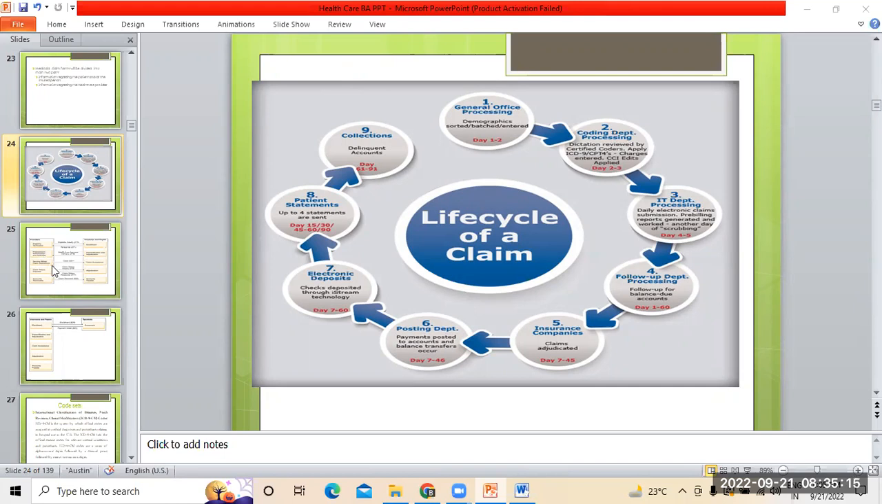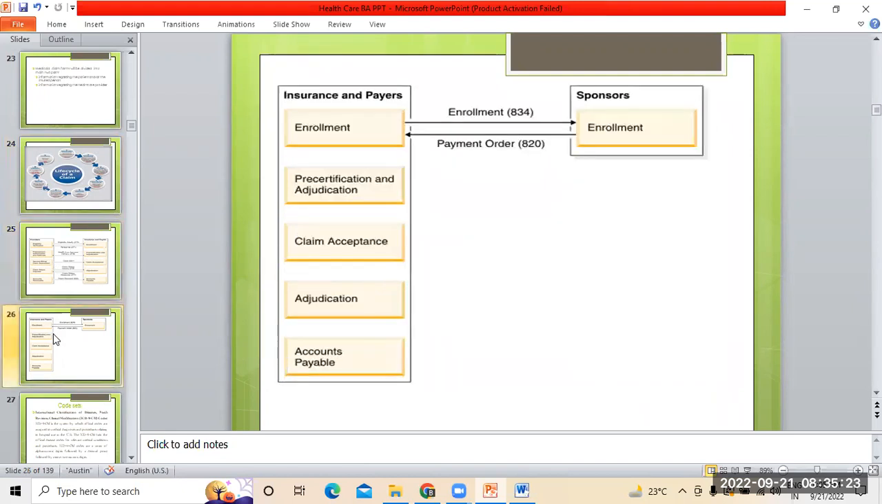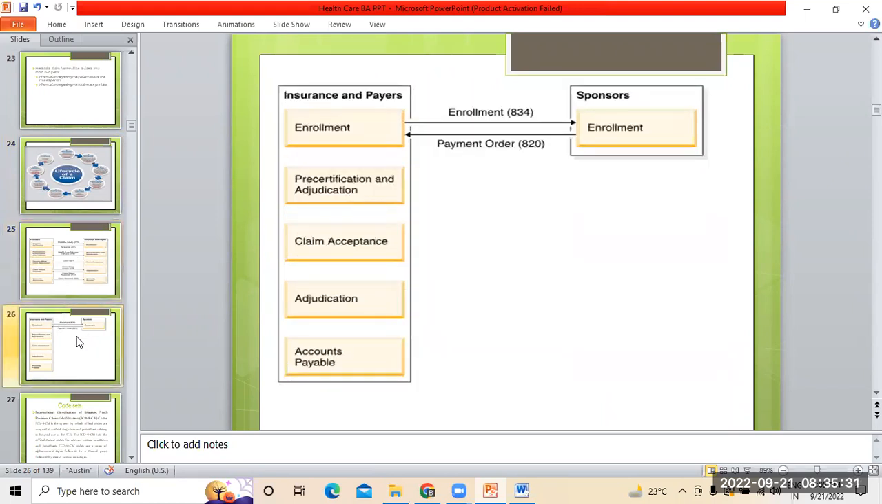So these are the steps and the processes normally involved here. In this involvement, there are three parties. One is the provider, second is the insurance or payer, insurance and payers, and third is the sponsor, right?